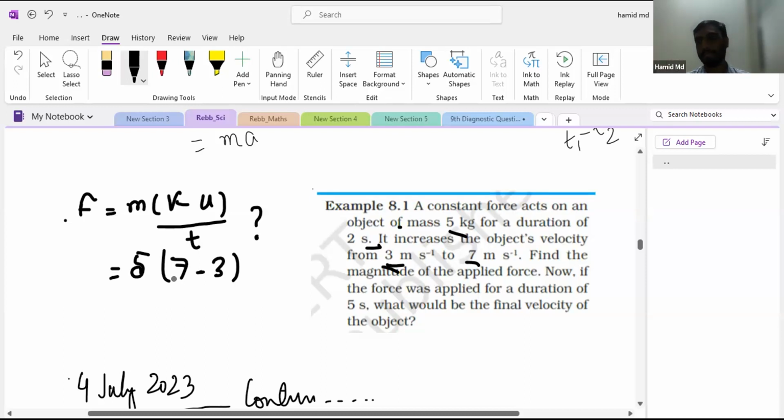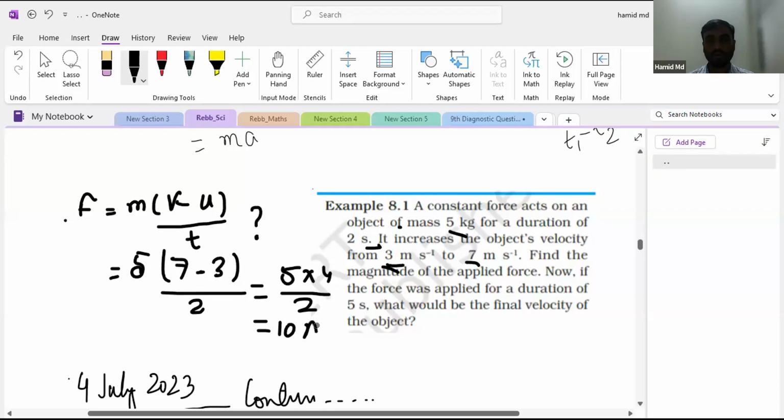Did you get my point? If you wish, you may continue, but my suggestion is that it will make your calculation a bit tough. From 3 to 7 meter per second, how much time does it take? 2 seconds, right? So this is 2 seconds. So we have 5 into 4 divided by 2, right? How much do we get? 10 Newton. Yes, 10 Newton.